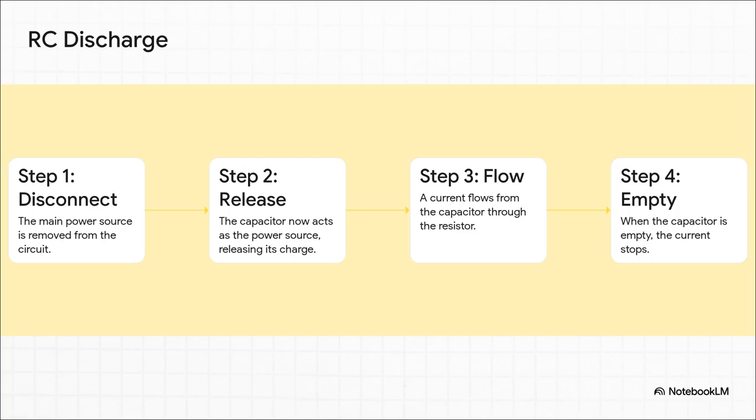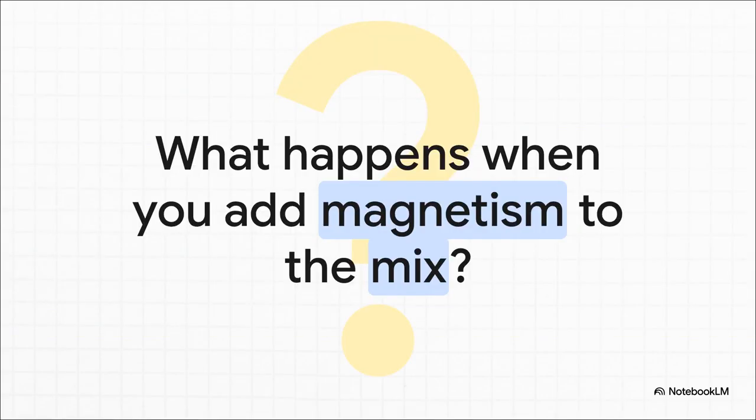This whole charge and discharge cycle, it's the basis for so many things, from timers in your microwave to filters in your stereo. So there you have it. We've covered the fundamental rules of the road for simple circuits. We've talked voltage, current, resistance, but our story isn't quite finished. There's a huge key ingredient we haven't even touched yet. What happens when you throw magnetism into the mix? Because that's when electricity truly becomes a force of nature. It's what creates the power to spin motors, to light up cities, to run our entire world. And well, that's a story for another explainer.